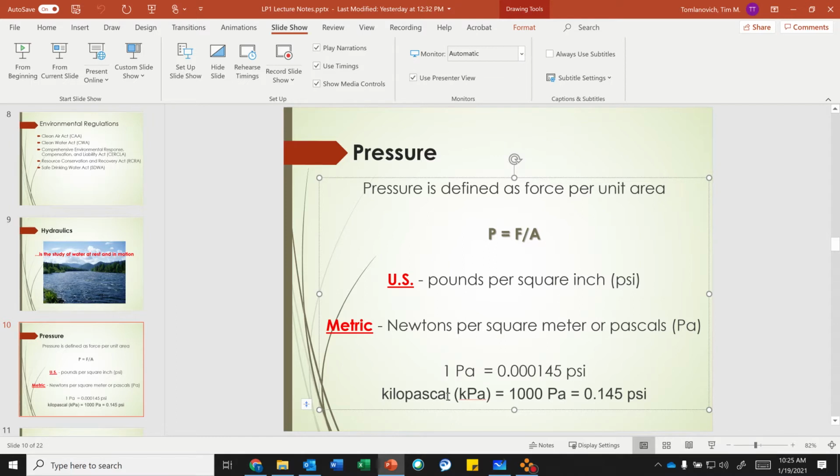Okay. So a little bit of conversion here. 1 pascal equals 0.000145 psi, pounds per square inch, for conversion. So we know 1 kilopascal equals 1,000 pascal. The number of pascals, a newton per square meter, equals 0.145 psi.